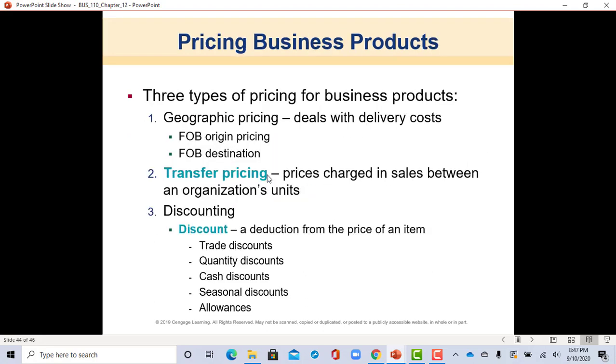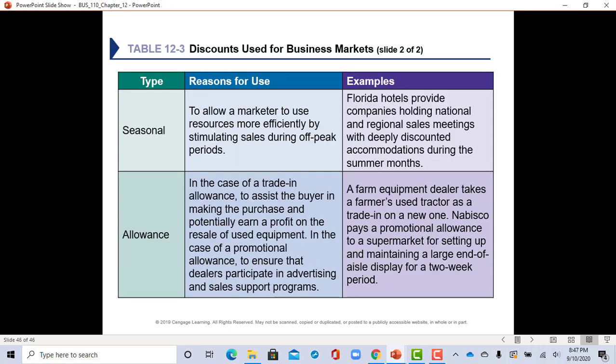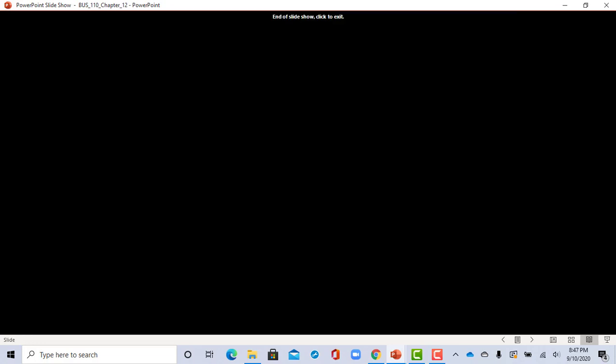Setting prices for business products is different from setting prices for consumer products because of factors such as size of purchases, transportation considerations, and geographic issues. The next two slides describe discounts used by business markets. We've got trade, quantity, seasonal, and allowance. And that is it.